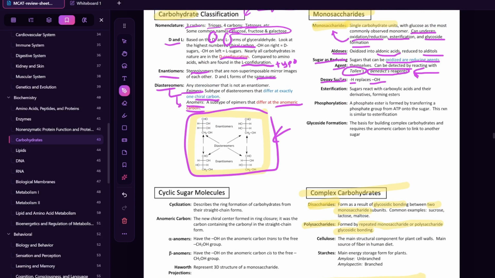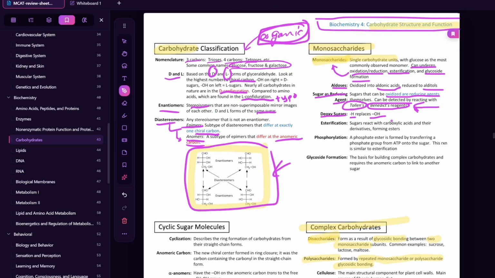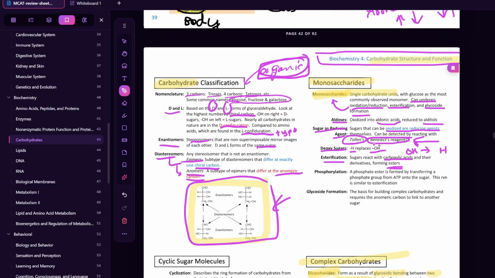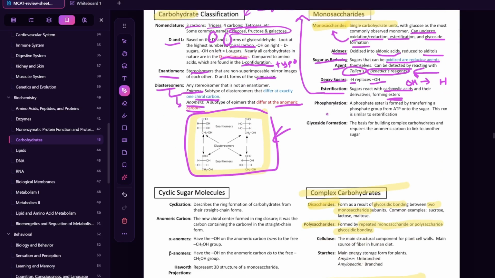Deoxysugars, H replaces OH. It's literally in the name. If you have a deoxyribose sugar, for example, instead of having OH, it gets deoxy, so minus the O will give you H. So H will replace the OH, right? Esterification: sugars react with carboxylic acids and their derivatives, forming esters. You would know what esters are from your basic organic chemistry review. Phosphorylation is when a phosphate ester is formed by transferring a phosphate group from ATP onto the sugar. This reaction is similar to esterification.